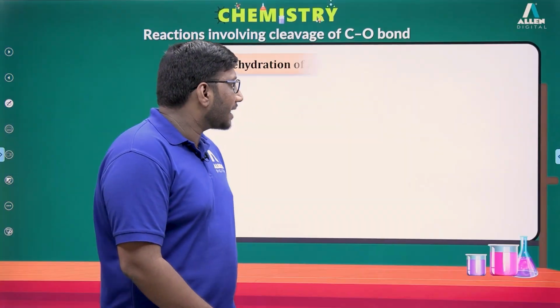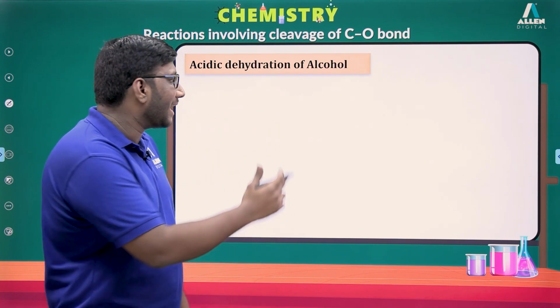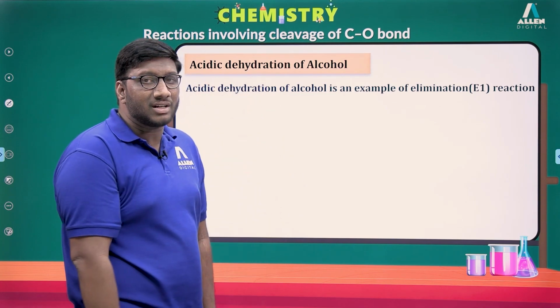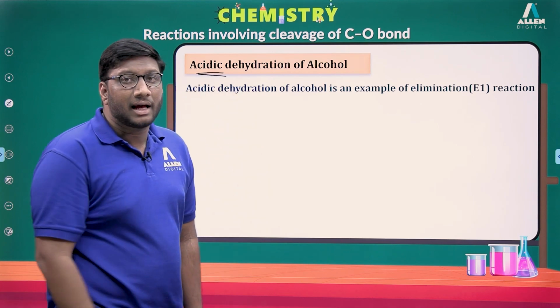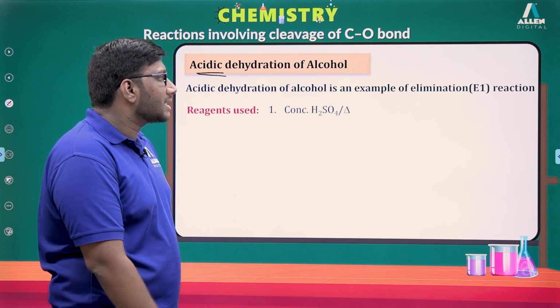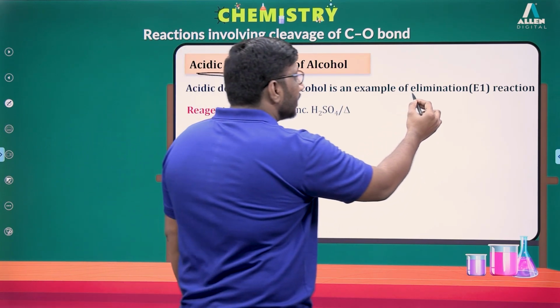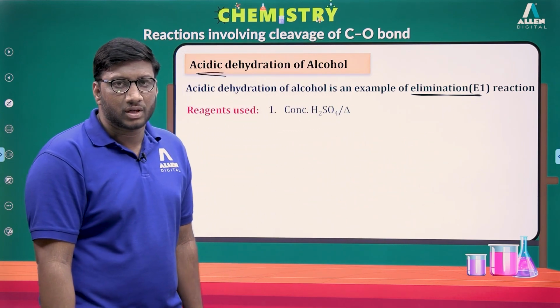So let us start with the reaction, students. Dehydration, or mostly called acidic dehydration of alcohol. That means you are going to do this dehydration in the acid medium. So acidic dehydration of alcohol is an example of an elimination reaction. What is it, students? It is an elimination reaction because loss of water can be seen.